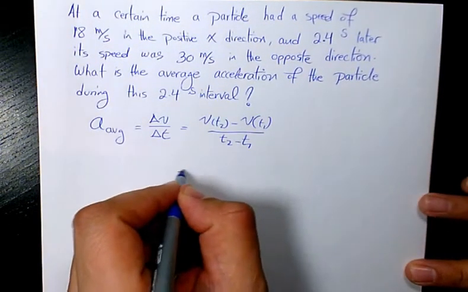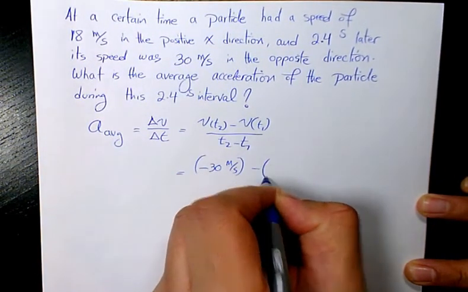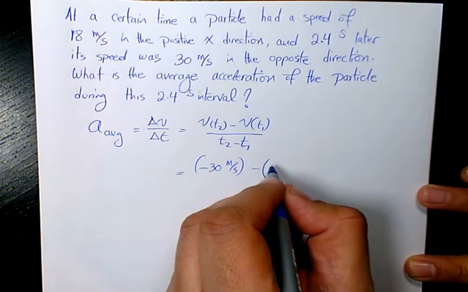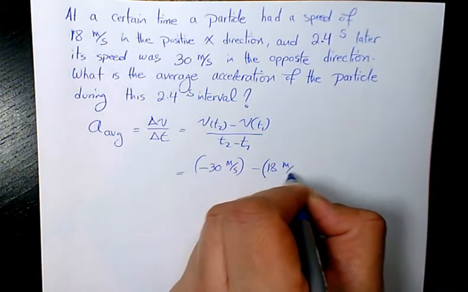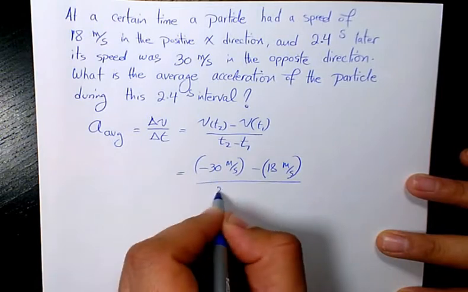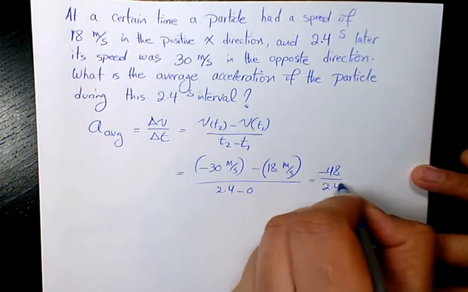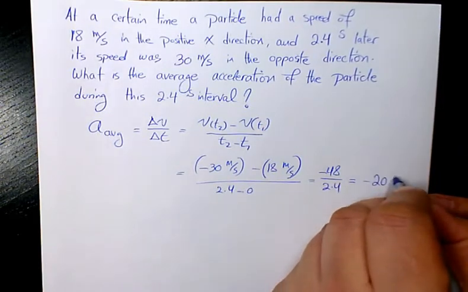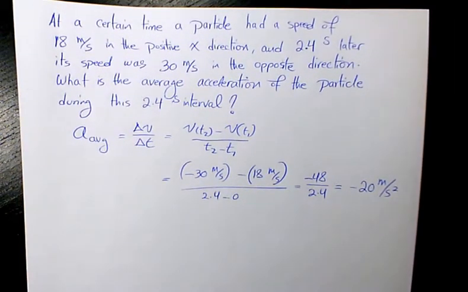So the velocity at t2 is negative 30 meters per second minus v at t1, which is 18 meters per second, divided by 2.4 minus 0. So it's going to be negative 48 divided by 2.4. That will be negative 20 meters per second squared. So that's the acceleration. The acceleration is negative and the magnitude is 20 meters per second squared.